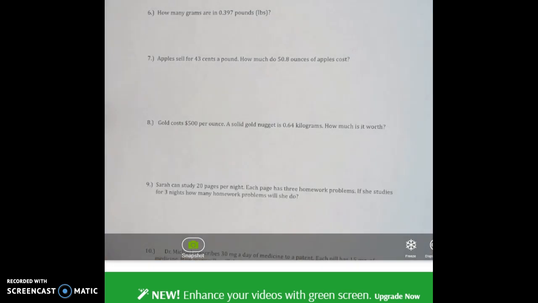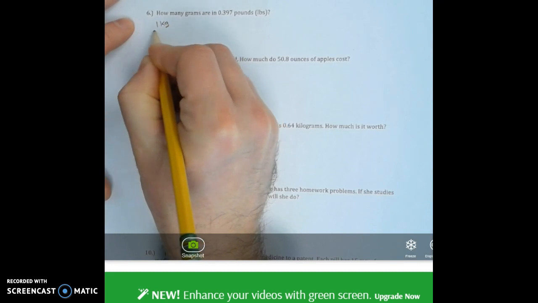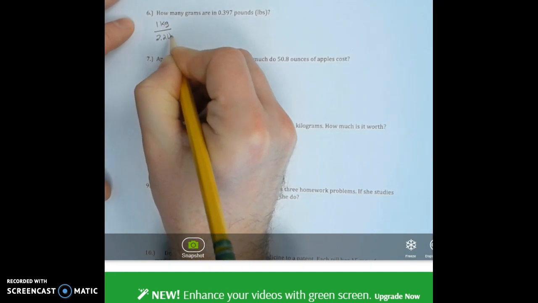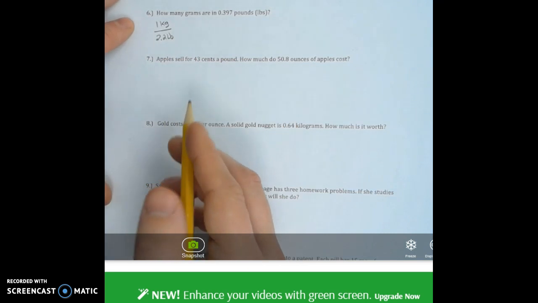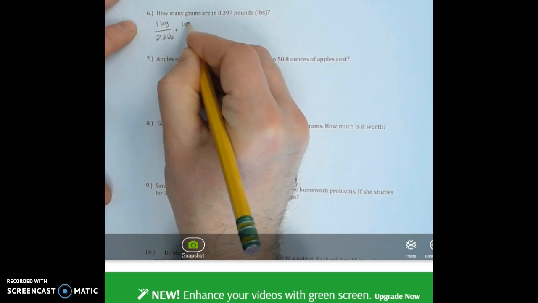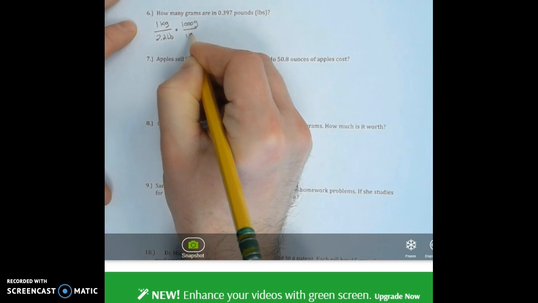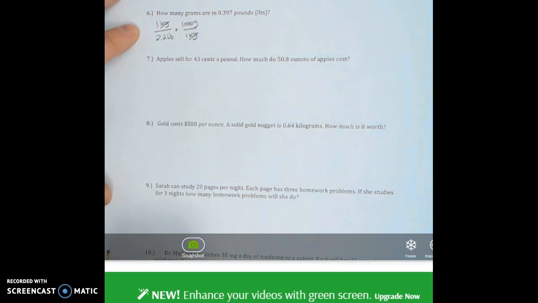In number 6, we're asking how many grams are in 397 thousandths pounds. If you look at your conversion chart on the front, we're told that 1 kilogram is equal to 2 and 2/10 pounds. So we're going to start there. 1 kilogram is the same as 2 and 2/10 pounds. What I'm going to do is see if I can convert this into grams, because that's what we're looking for. We know that there are 1,000 grams in 1 kilogram. This is going to help me eliminate my kilograms, so now I'm in grams and pounds.